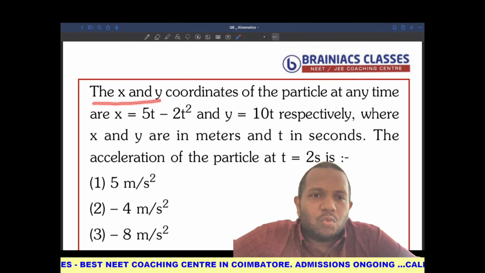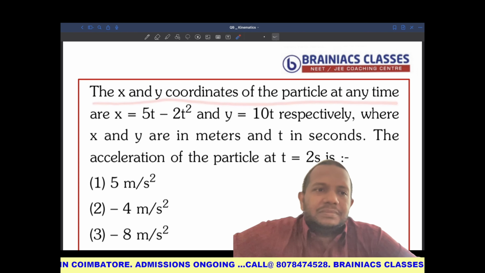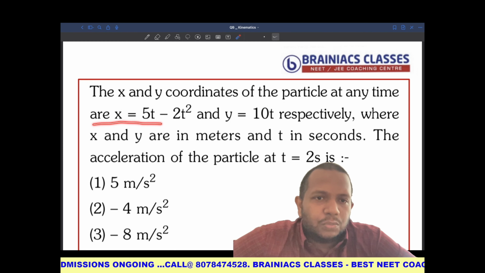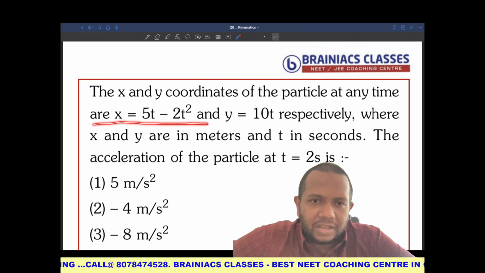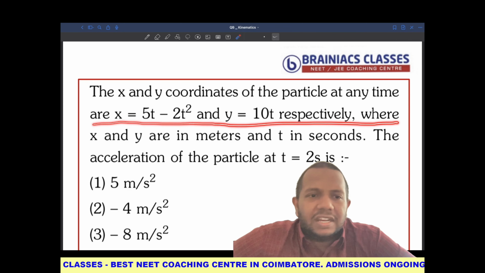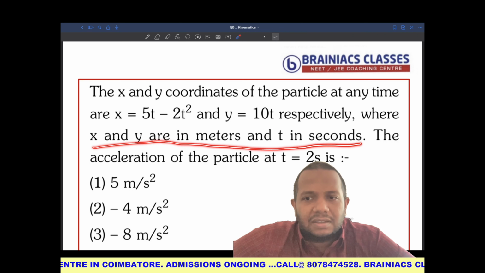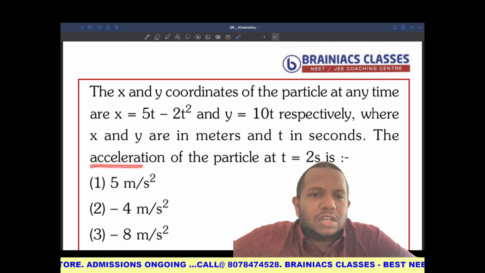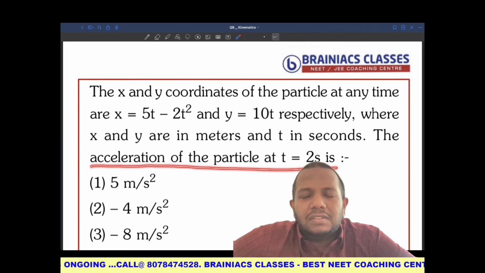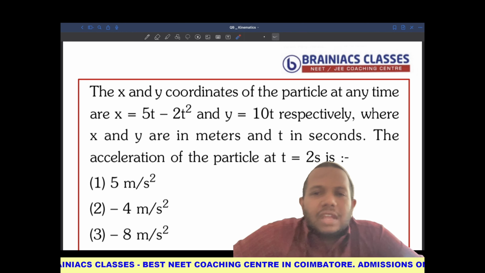The x and y coordinates of the particle at any time are x is equal to 5t minus 2t square and y is equal to 10t respectively, where x and y are in meters and t in seconds. The acceleration of the particle at time t equal to 2 seconds is. So this is the question actually. So how can we do this question?